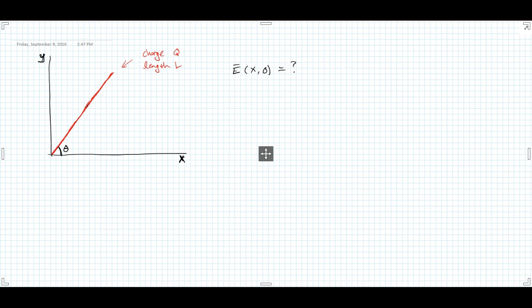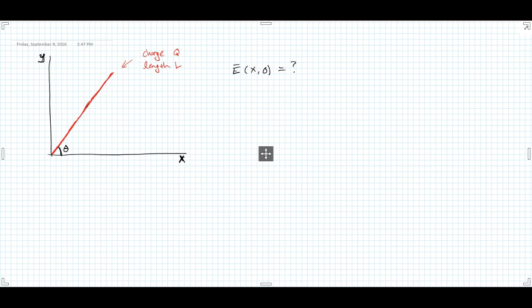Alright, I've got an example where all I'm going to do is set up the integral that would need to be evaluated to calculate the electric field due to a uniform line of charge that is oriented at some angle with respect to the x-axis. So I have what I'm talking about drawn here.